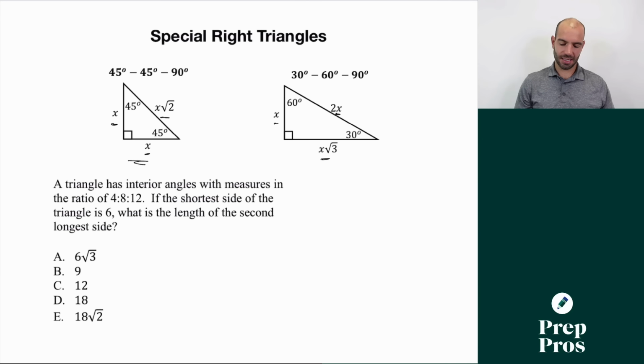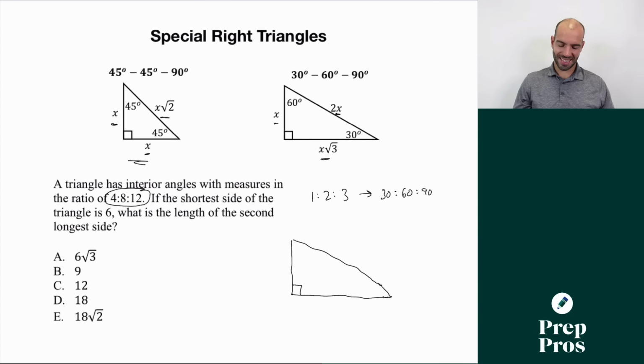It says a triangle has interior angles with measures in the ratio of 4 to 8 to 12. If the shortest side of the triangle is 6, what is the length of the second longest side? Now this question seems really confusing until we recognize this whole 4 to 8 to 12 can actually be simplified to 1 to 2 to 3, which is the same proportion of a 30, 60, 90 right triangle. So what we're actually given here is a 30, 60, 90 right triangle.